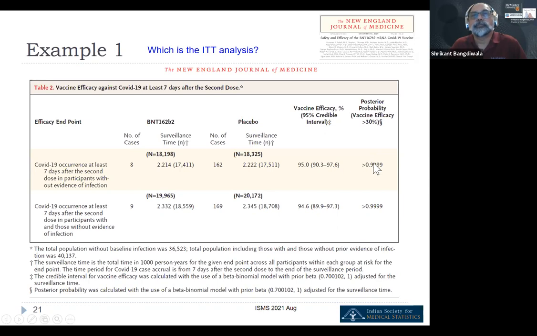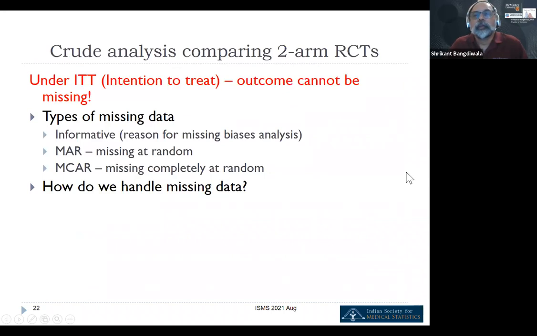But then they do all sorts of a little bit more complicated things. They do Bayesian analysis to get certain other things, the p-values, and so forth. So the crude analysis comparing the 2 RCTs is under the intention to treat. And that's simple, as we've seen. And that table 2 is as basic as can be. There's nothing complicated about it. Now, there are complications, and we need to deal with these complications.